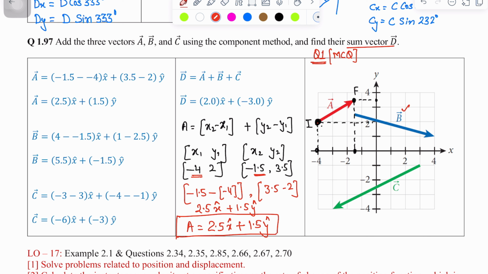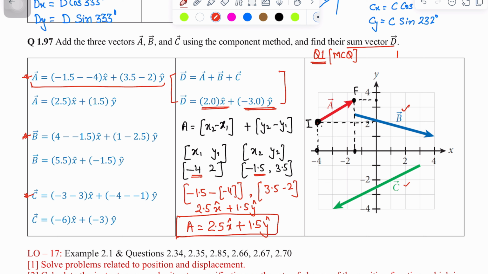Similarly, you can solve B, you can solve C. So here is your A. This is the same thing. Similarly, you can check your values with B, you can check with C, and after that, just add them, x with x, y with y. And your final answer is 2 x cap and -3 y cap. Clear, guys?